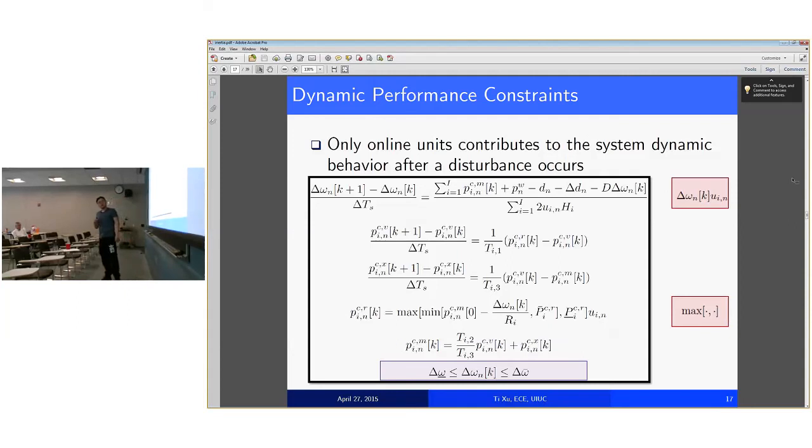But here is the problem we have to pay attention to: only the online units can contribute to the system dynamic behavior after some disturbance happens. So after I rearrange this constraint, there will be a nonlinear term, a product of two variables, and there will be a nonlinear constraint, like the maximum of something or the minimum of something. So I want an equivalent transformation from the nonlinear constraint to a linear constraint.